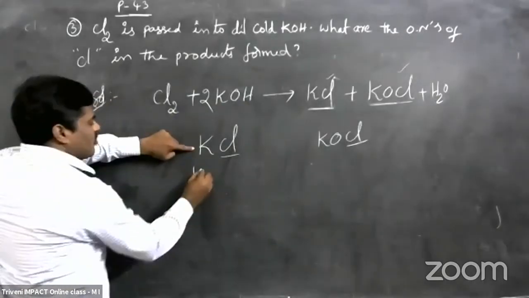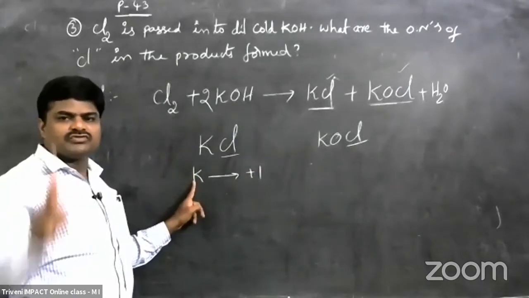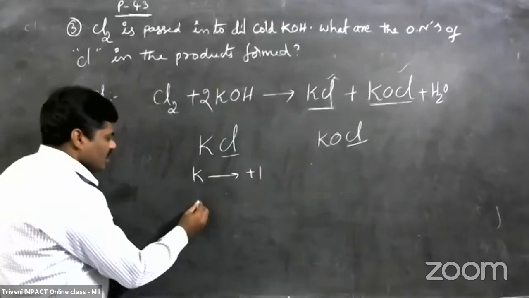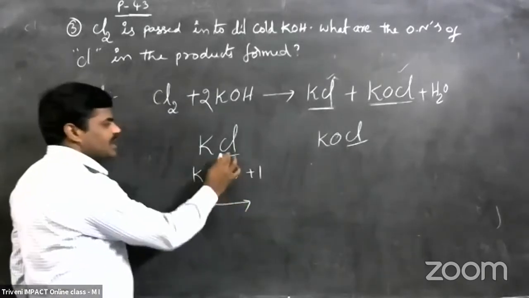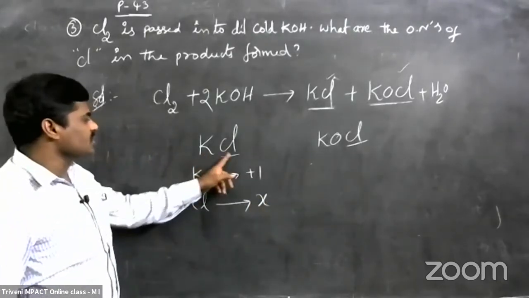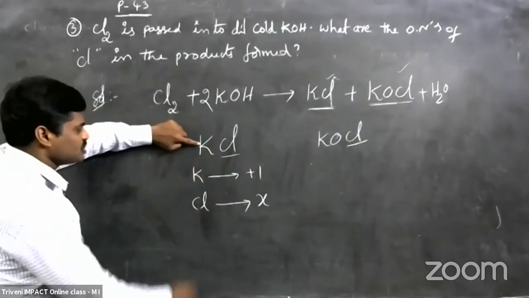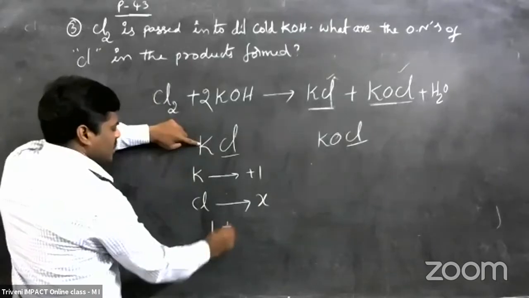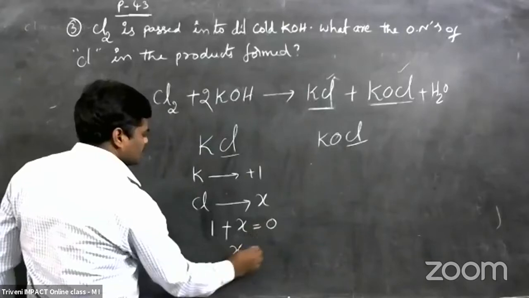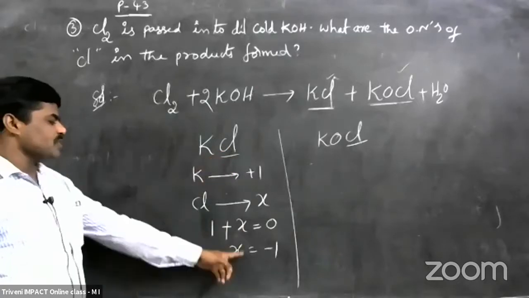What is the oxidation number of potassium here? Let it be +1. Why? Because potassium is a first group element. So the potassium oxidation number is +1. And the chlorine oxidation number we should calculate. Let it be X. The sum of the oxidation numbers of all the atoms in a molecule is equal to 0. Potassium oxidation number is 1 plus Cl oxidation number X is equal to 0. Then X is equal to -1. So in KCl, the Cl oxidation number is -1.